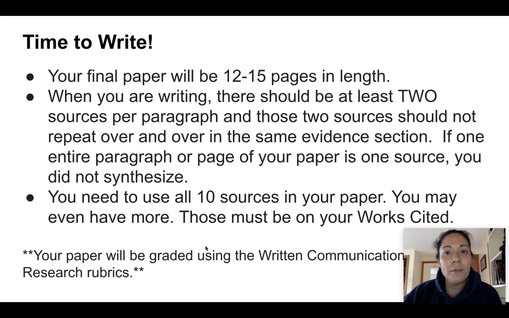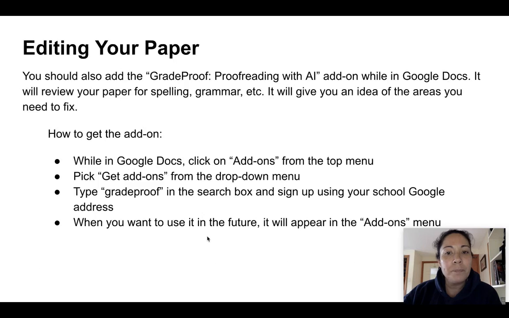Your final paper is 12 to 15 pages in length. When you're writing, there should be at least 2 sources per paragraph, and those 2 sources should not repeat over and over again in the same section. If your entire paragraph or page is one source, you didn't synthesize, and we will remove points for that particular paragraph. You need to use all 10 sources in your paper, but you might have even more. Those should be on your works cited. You do not have to annotate any additional sources that you find. They just have to appear in your works cited. And I can guarantee you will have more than 10 sources if you do the paper correctly.